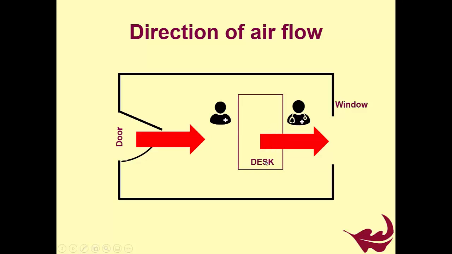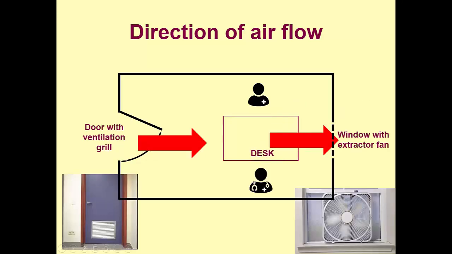And oftentimes I go to practices and I say, why don't you just move things around a bit so that you have ventilation, but it doesn't cross one of the persons, it comes from one person to the other one. So for instance, you would close the door, make sure that there's a ventilation grill in the door, and then put an extraction fan in the window, so that you've got consistent airflow, which does not expose either the patient or the healthcare worker.